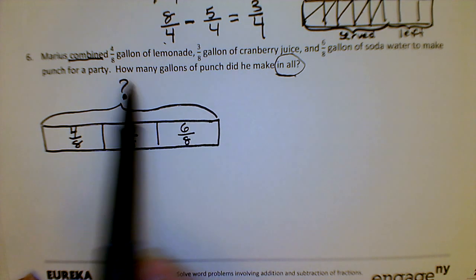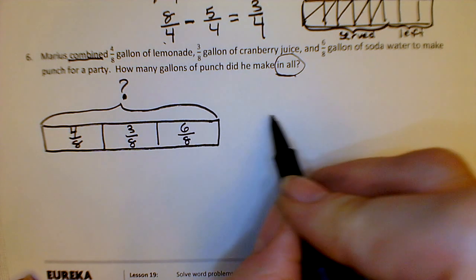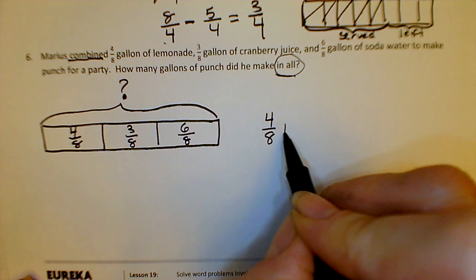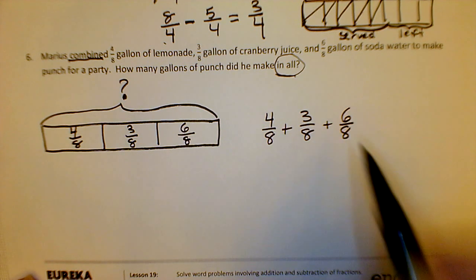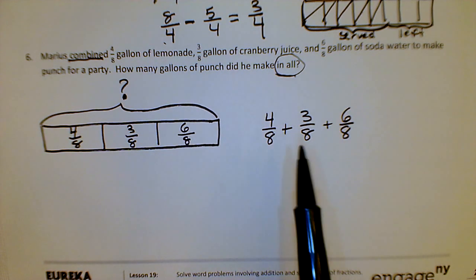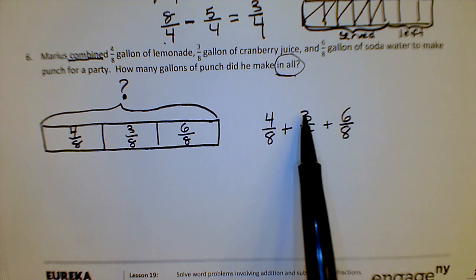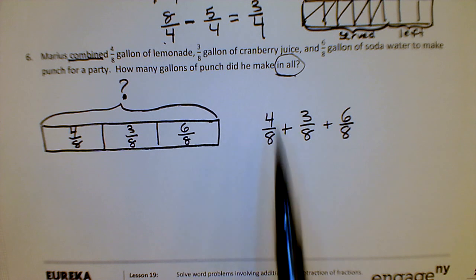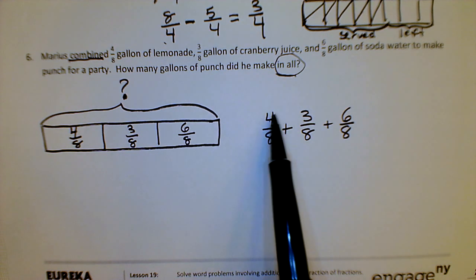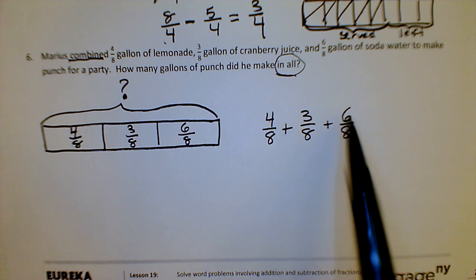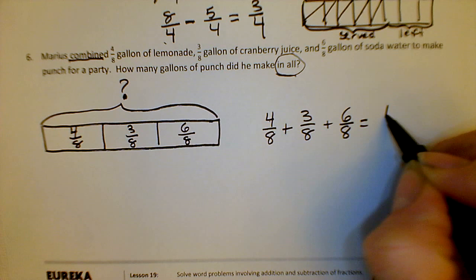So remember, when we have all the parts and we're looking for the whole, what we can do is add. So what we're going to do is add 4/8 plus 3/8 plus 6/8. Now remember, what we have learned here is that you can do this in lots of different ways. If you want, you can add these 2 together and then add that one. It doesn't matter. For me, it's just as easy to say 4 plus 3 is 7, and 7 and 6 is going to give me 13.